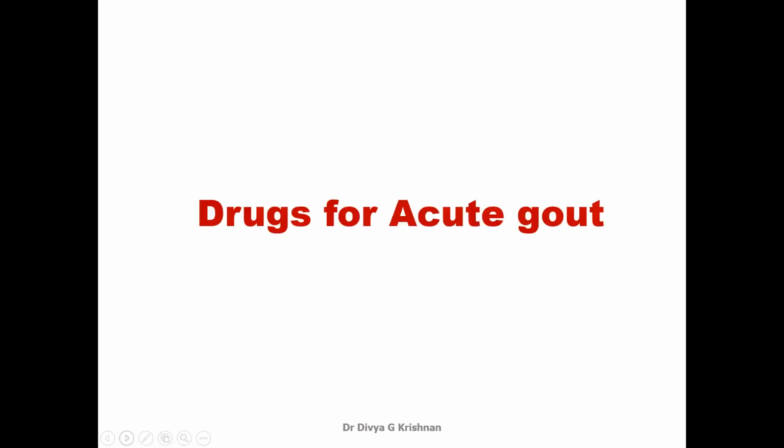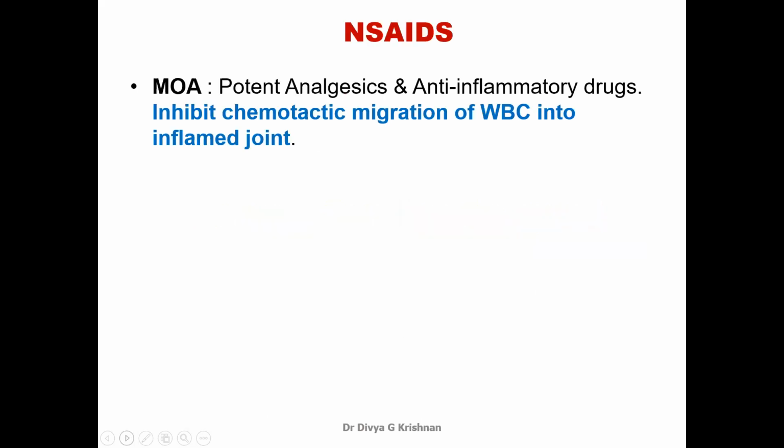So, we first take up the drugs for acute gout, and the foremost drugs in this category are the NSAIDs. You already know that they are potent analgesics and anti-inflammatory drugs. And in gout, they mainly inhibit the chemotactic migration of WBC into the inflamed joint and the further events, that is the production of glycoproteins, the decrease in the local pH, and the production of lysosomal enzymes, which we already discussed in the previous slide.